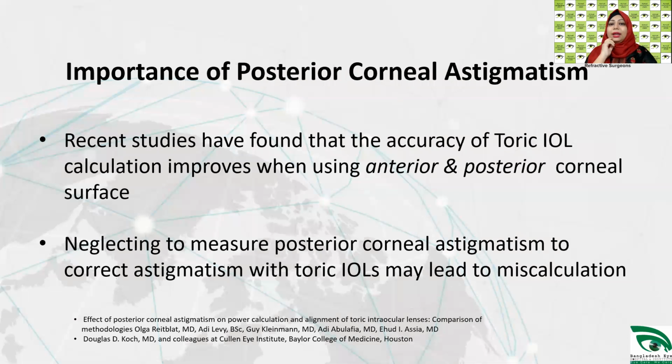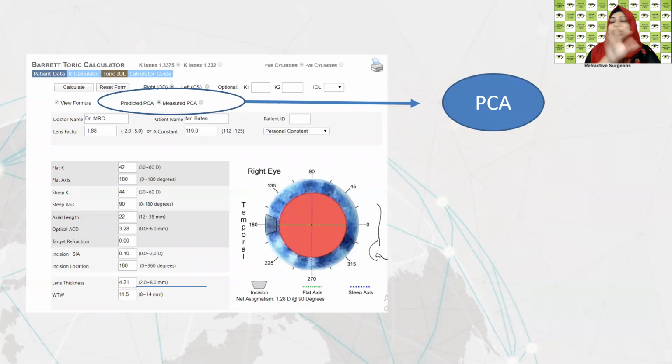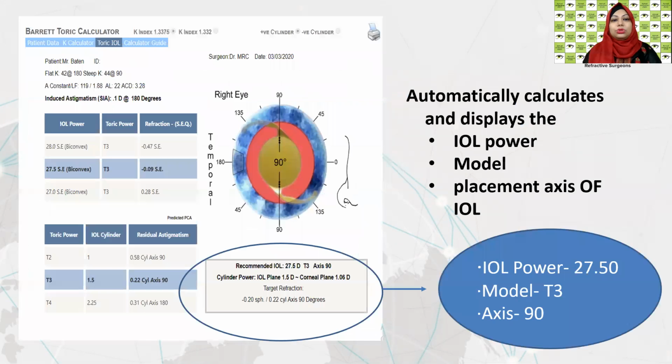So where do we get the posterior corneal astigmatism for? Why do we need it? Because studies are showing that when we include the posterior corneal astigmatism in our measurement, the toric IOL calculation becomes much more accurate. And again, Dr. Barrett has made our life easier because in the Barrett toric calculator online, already the posterior corneal astigmatism has been included, as we can see here. So what we do is we just put in our data and we get the IOL power needed, the model of the IOL, and lastly, as we can see, the axis of placement for this patient is 90-degree.